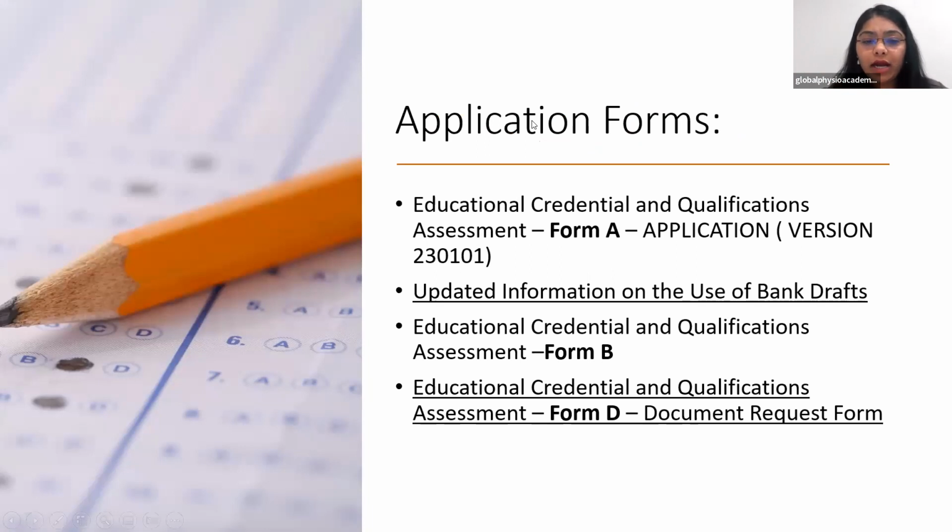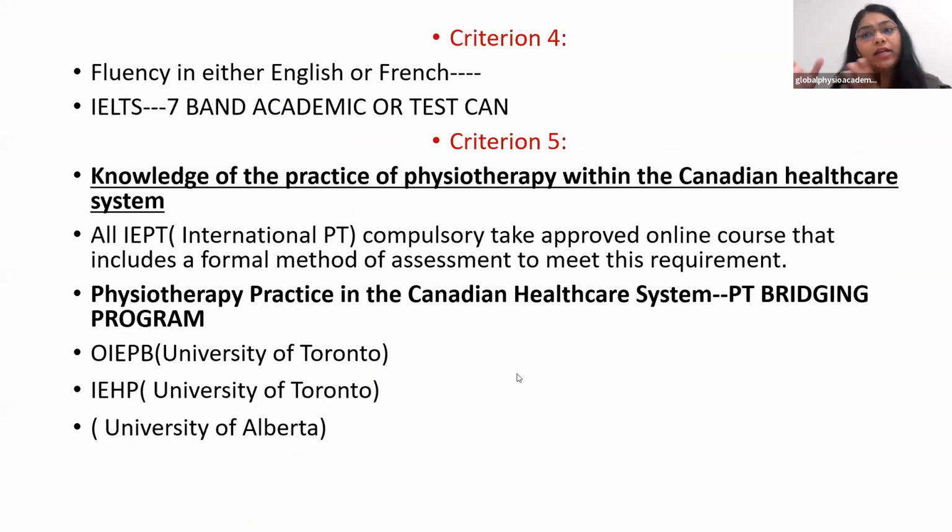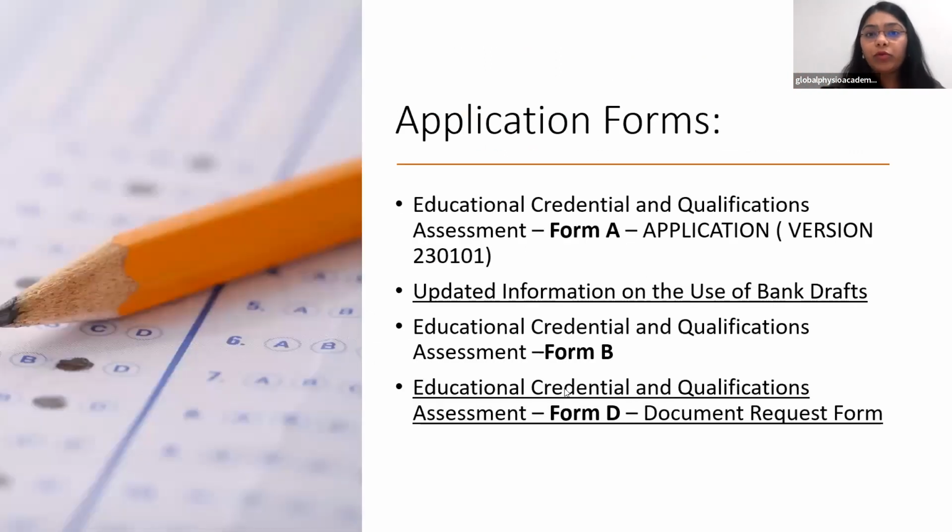Perfect. So now we are working with the forms. I told you that you need to submit the documentation. So criteria 1, criteria 2, and criteria 3 are all in one group as the application form. Criteria 4 is your IELTS. Criteria 5 is your bridging program. So for 1, 2, and 3, it is done with the application form.